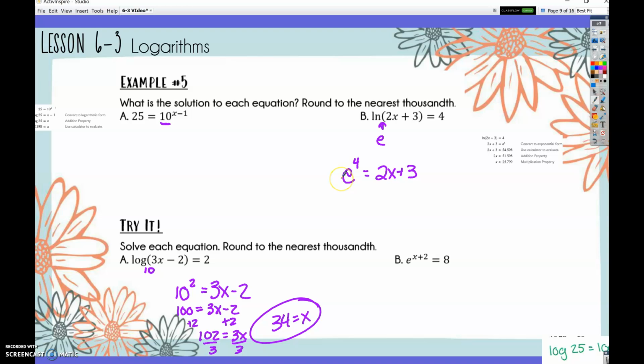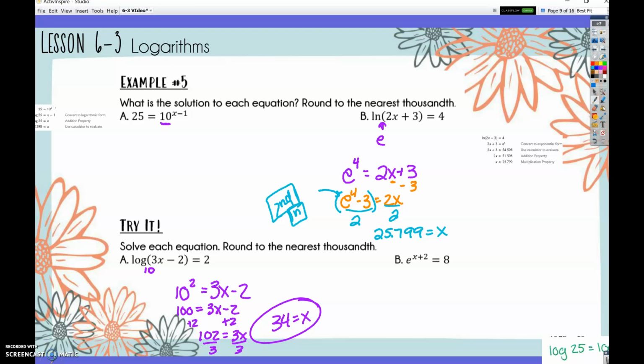Now, e to the 4th you would just get from your calculator. But before I go to my calculator, I'm going to get this x all alone. So I'm going to subtract 3, so I'd have e to the 4th minus 3 equals 2x, and finally divide by 2 on both sides. So I would just type this very carefully into my calculator, e to the 4th minus 3 divided by 2. You'll find that e, you can just type an e on Desmos, or it's actually the second ln button. You push the second button and the ln button on your TI calculators to find that. When you do that, you should get a value of approximately 25.799 for x, if I'm rounding to the nearest thousandth.